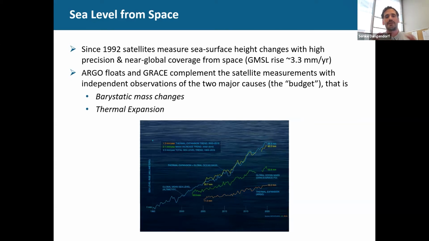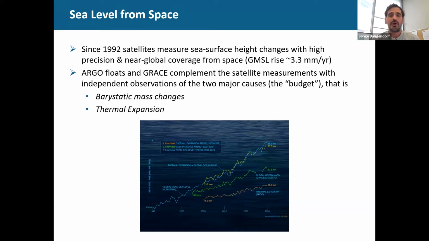Both of these two components are measured by two independent measurement systems. Both are shown in this plot below as well. In red, we see the global mean thermal expansion as measured by Argo floats. Argo floats are floats moving through the ocean and measuring temperature, salinity, and pressure to get density changes on a global scale. And we see that the ocean has been warming, and due to the warming, it has been increasing by approximately 1.3 millimeter per year since 2005, so roughly 1/3 of the total sea level change.